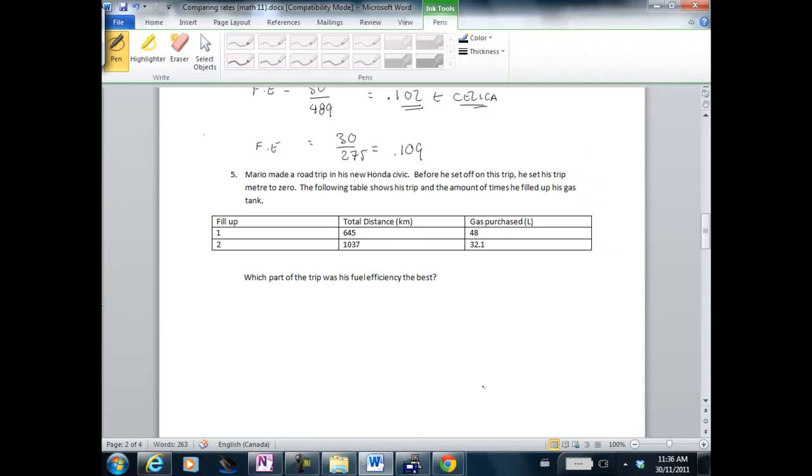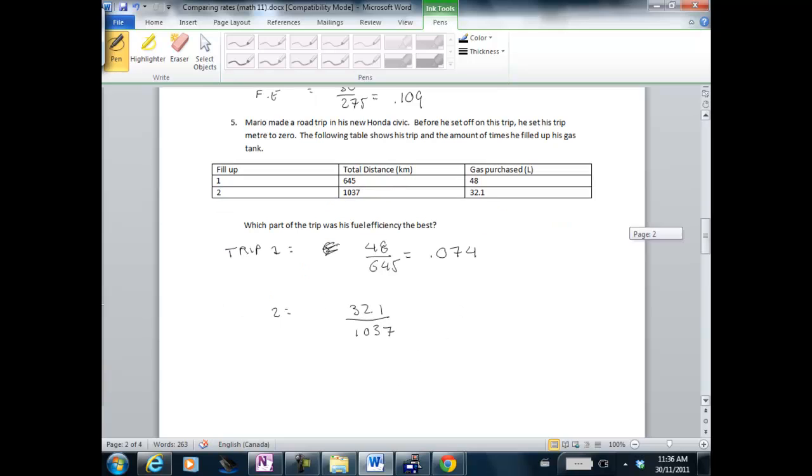Alright guys, first of all, let's do this. Figure out your fuel efficiency for trip 1, the first part of the trip. So you go 48 divided by 645. And what do you get? 0.074. Okay. That's what you get. Now, here's the second part. The trip part 2, I'm going to show you where students make errors. They go 32.1 divided by 1037. This is the error.